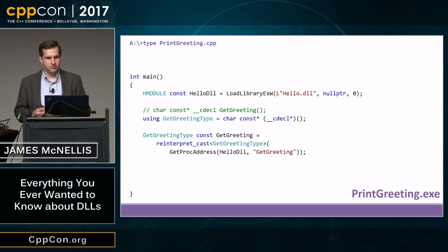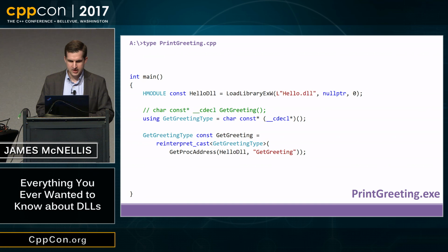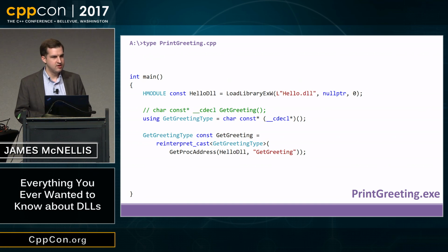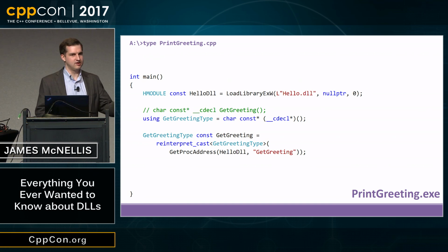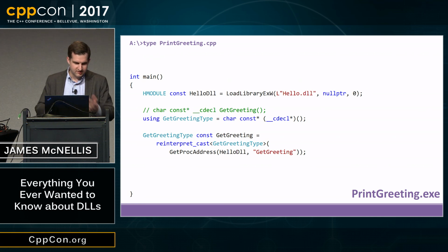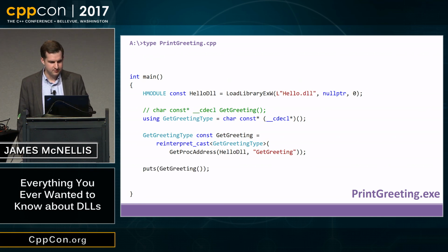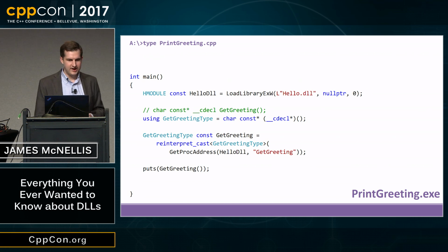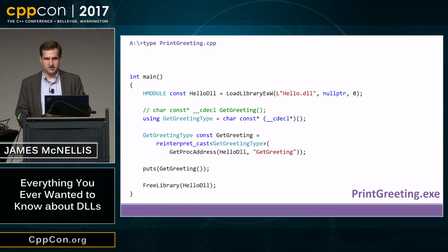We'll then create a function pointer type that matches the type of this function that we're exporting. And we're going to call GetProcAddress for the getGreeting function. So we're going to ask the loader to give us the address of this function inside of that DLL, reinterpret_cast it to the appropriate type. We'll then just call puts to print the string out, and then FreeLibrary because we're done using the DLL.